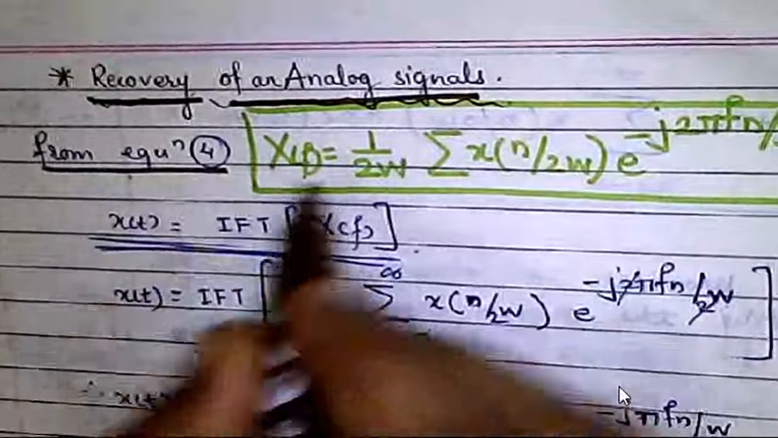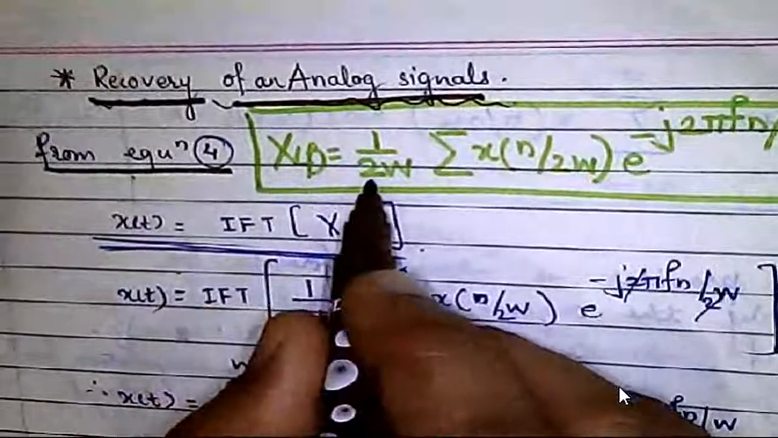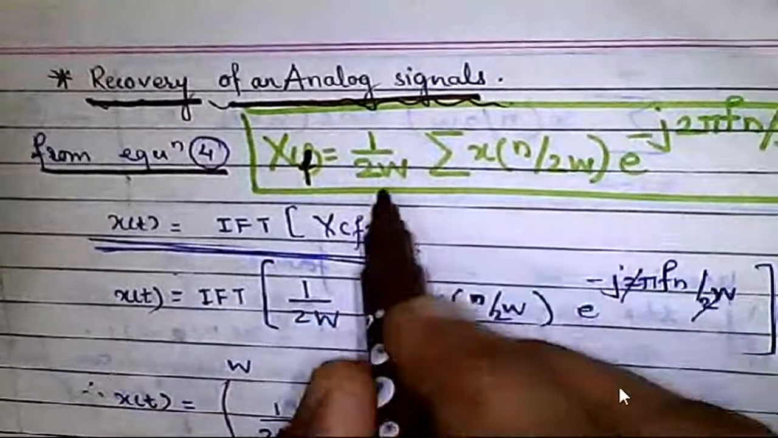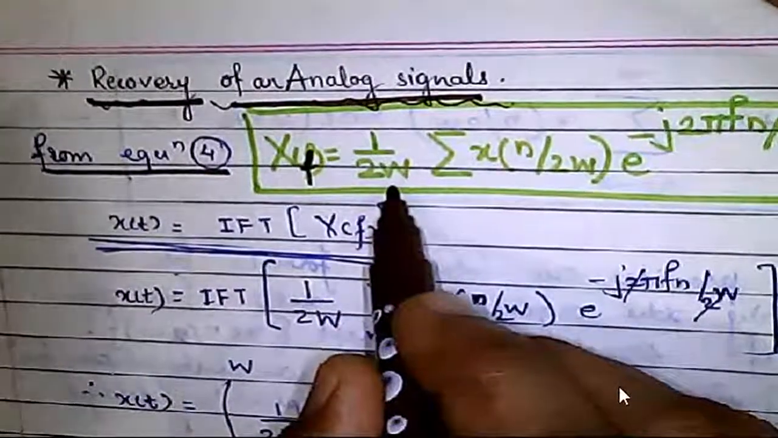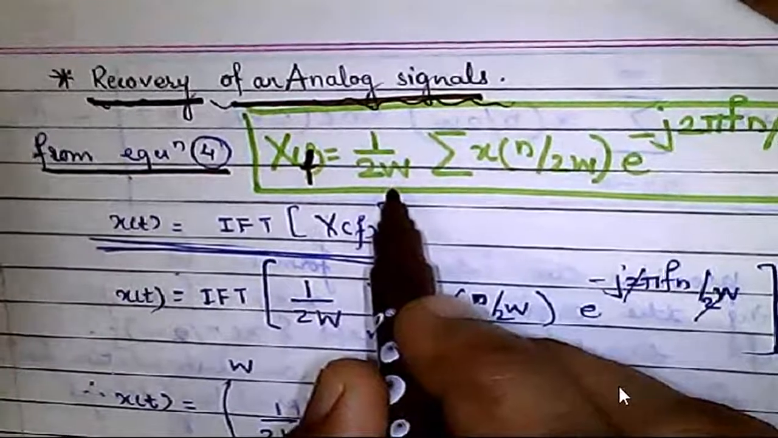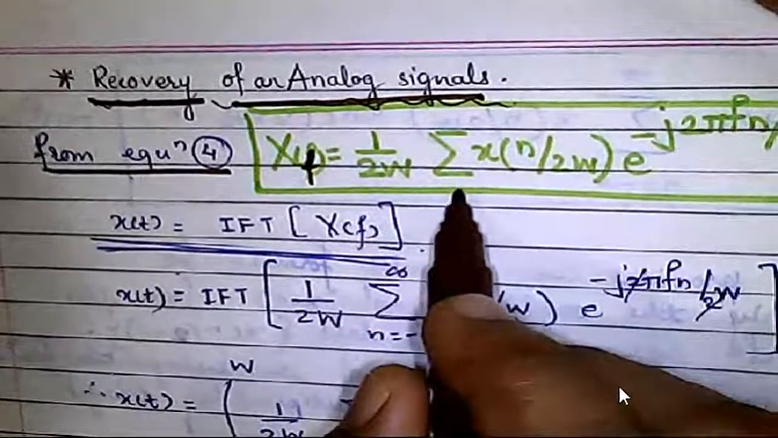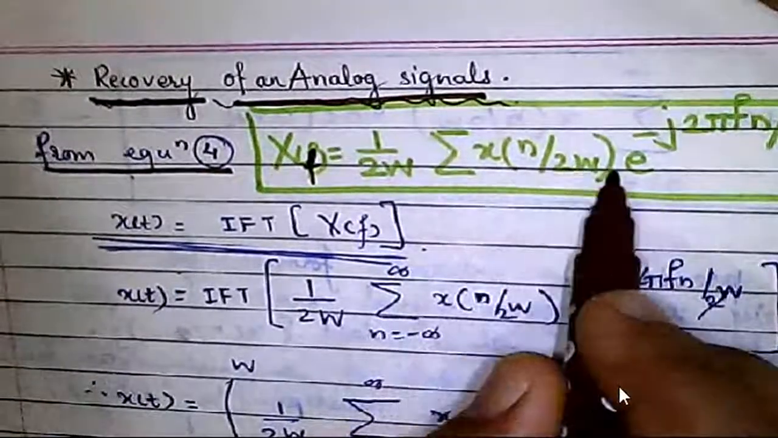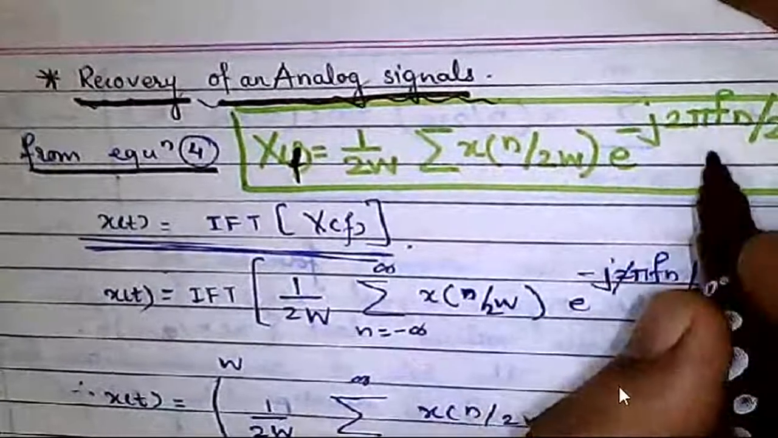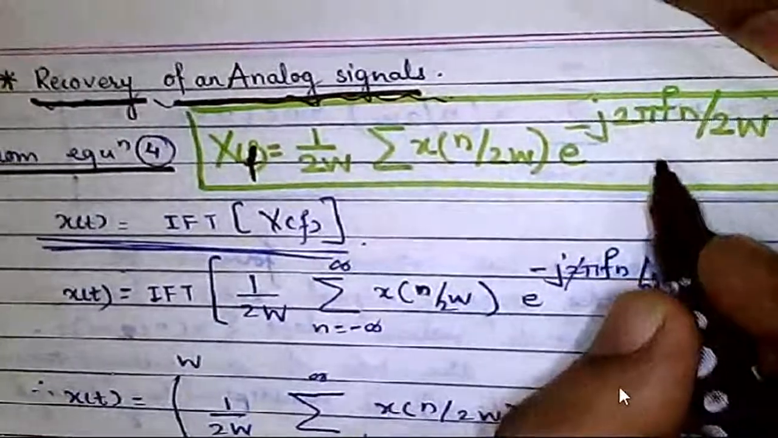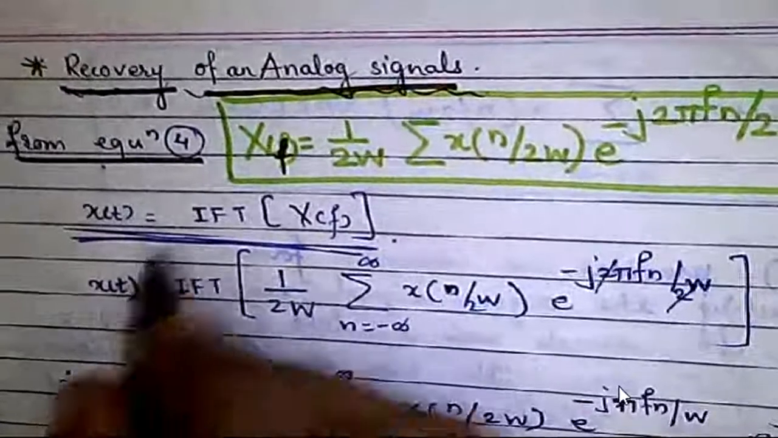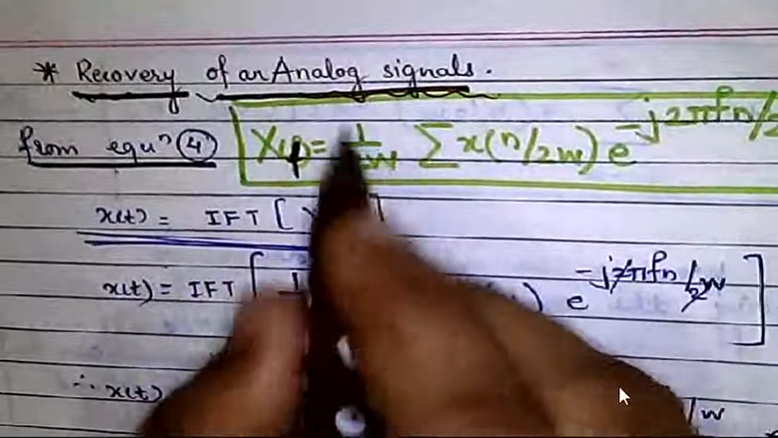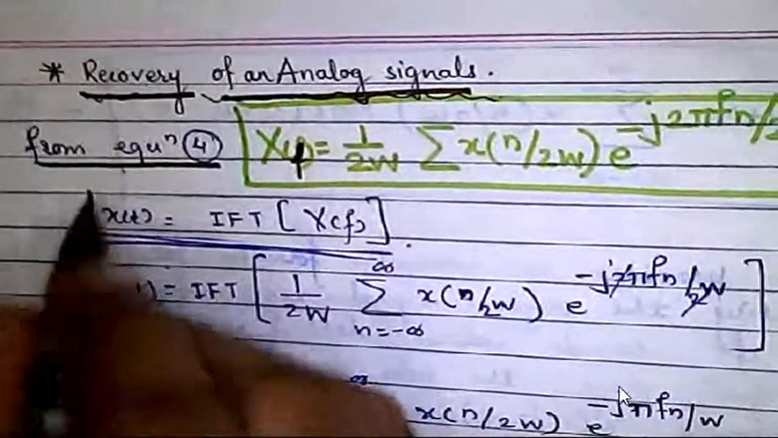From equation number 4, X of f is equal to 1 upon 2W, where W is the maximum frequency component of the analog signal, summation n equal to minus infinity to plus infinity x of n by 2W e raised to minus j 2 pi f n by 2W. So from this equation, if I want to calculate x of t, I need to take the inverse Fourier transform. That is what is done in the next stage.